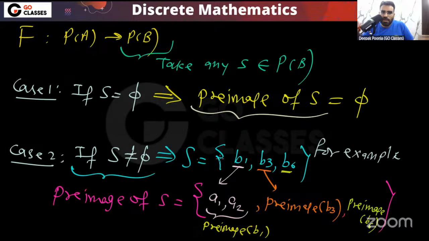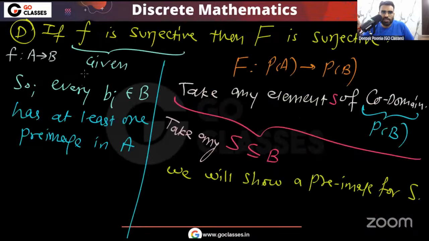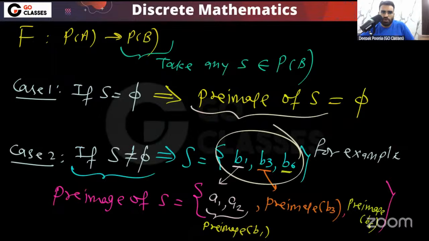Okay, very simple. And if S is non-empty, then what do you do? For each Bi, you just write the pre-image. And remember, for each Bi, there is a guarantee of having a pre-image because small f is surjective. So every Bi has at least one pre-image. So for each Bi, you just write the pre-images.